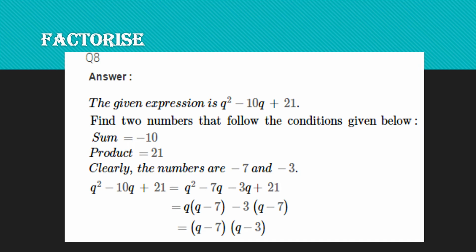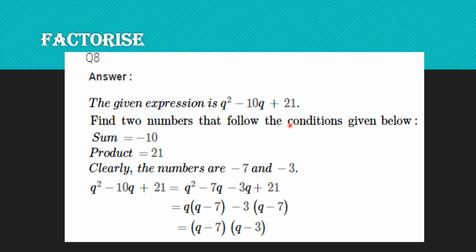Factorize the given expression q squared minus 10q plus 21. Find two numbers such that the product is 21 and the sum is minus 10. So what are the factors of 21? 7 threes are 21, 3 sevens are 21, they are all the same. Now 3 and 7, if you add the two numbers, the sum has to be 10.